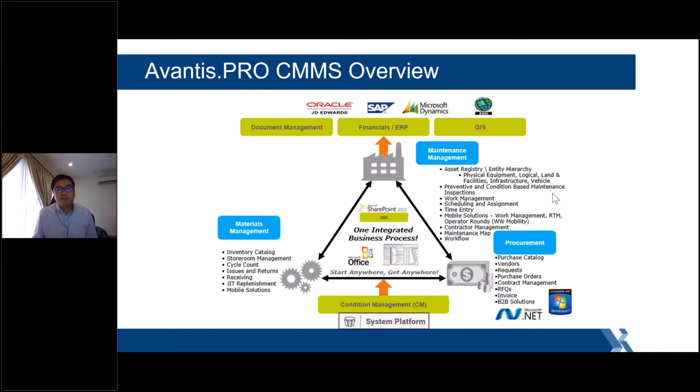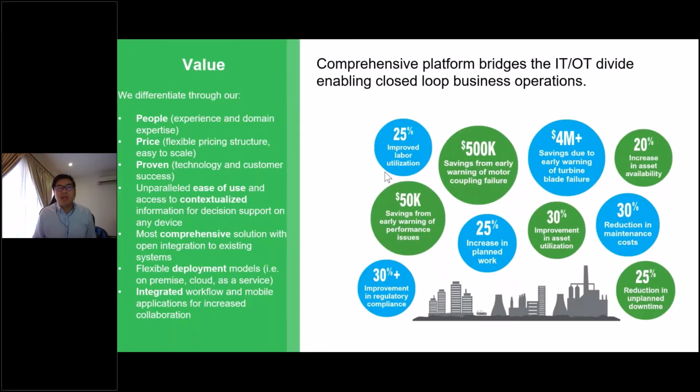Here is a quick example of the value that Avantis CMMS or EAM has given to our customers. Like what Ari mentioned, there are lots of benefits, and customers always get drawn to these numbers. They can save, for example, 25% through improved labor utilization, and money from the early warning of their motor failures. All these numbers depend on the industry, and of course, these big numbers could come from oil and gas.